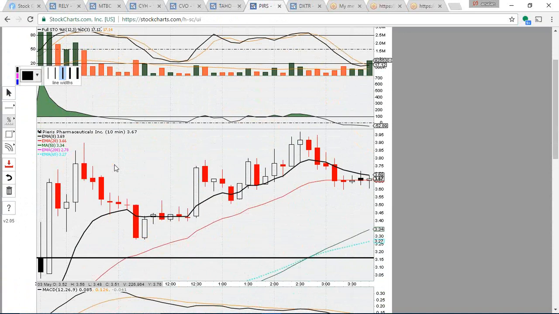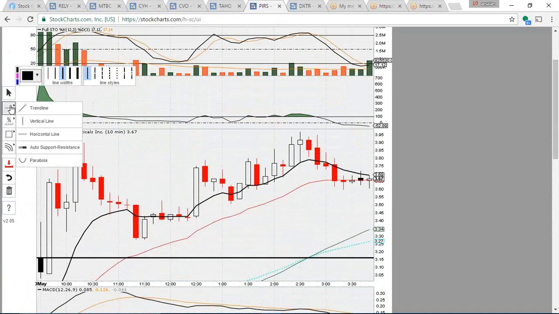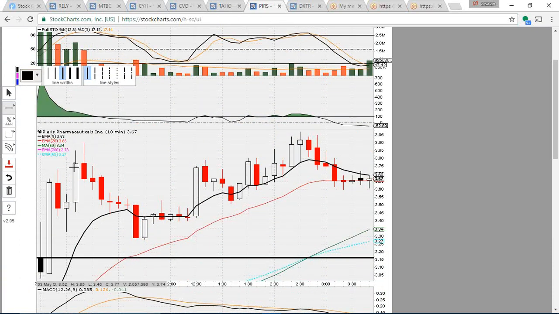But again, let's look at what happens afterwards, right? It touches the 8-day average, hangs out there for a while. We see a big white spike. But now our resistance has changed. Our resistance is now up here. So once it crosses that line, that's when we're going to get back in and hopefully make some money.